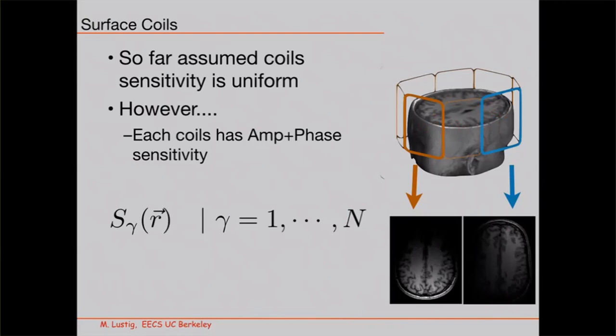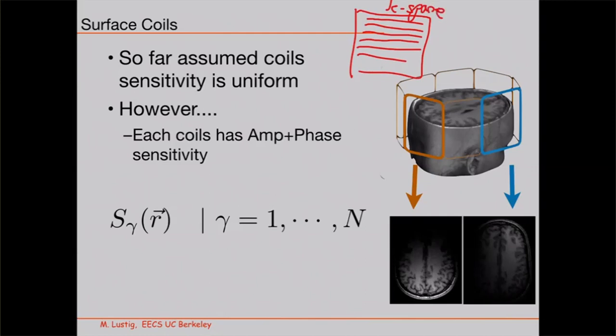So if you have multiple channels, what you do is just the same gradient encoding, the same 2D DFT, right? You acquire one phase encode, another phase encode, another phase encode, another phase encode, and this would be k-space.